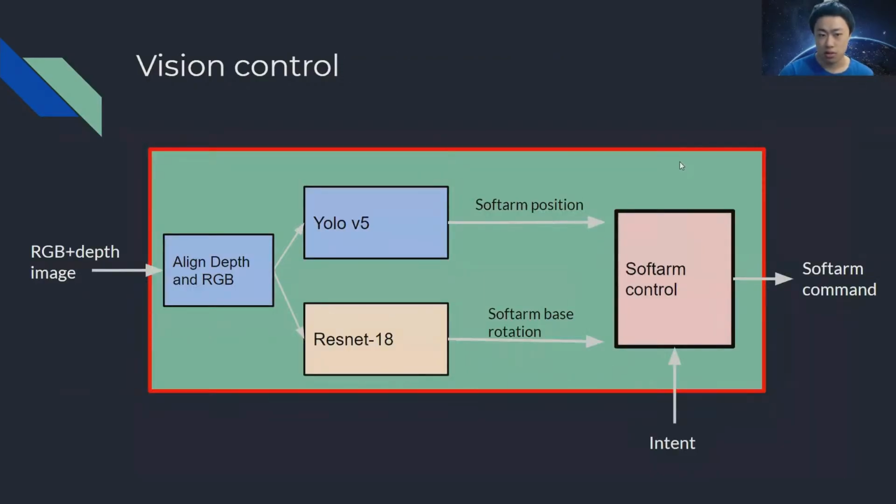So the vision control system has 3 stages. The first stage is alignment of the RGB and depth images. The second stage is a calculation or prediction of where the soft arm is and the rotation of the soft arm, using YOLO v5 and ResNet 18. And the third stage is calculating the command to send to the soft arm.